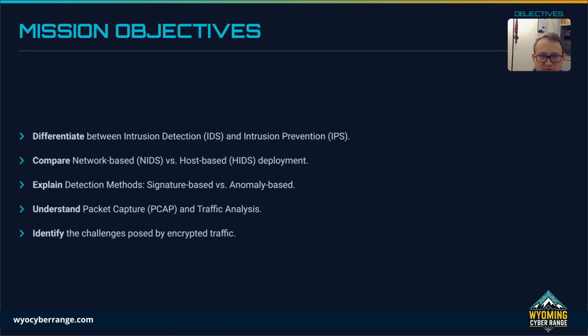Our missions for today: first, we need to be able to differentiate between an IDS and an IPS. Second, we'll compare the network IDS versus the host-based IDS. And then third, we'll explain the two different detection methods, the signature-based and anomaly-based. Then we'll get a little hands-on with some PCAP traffic analysis, and then finally we'll identify the major challenge posed by, well, encrypted traffic.